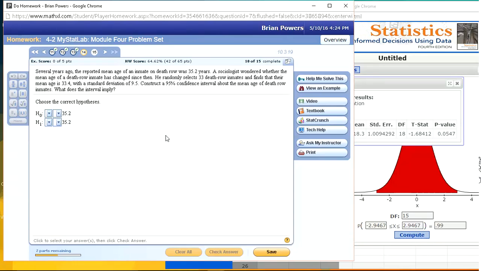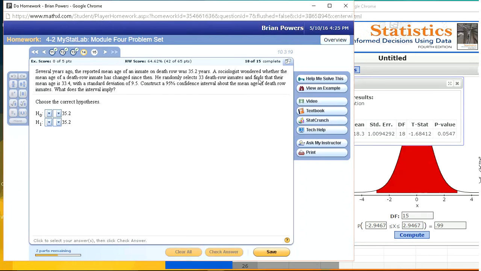Okay. 14. So you can see how really easy this stuff is if you don't have to use all the formulas and bother with these tables. And I want you to use this technology. StatCrunch is really handy. And if you do this out in the real world, don't do it all by hand. Use a calculator, use technology. In some other videos, I'll show you how to do this kind of stuff in Excel as well as in TI calculators. But this is the main thing for this course. You'll have StatCrunch with you all the time. All right, let's look at this. Several years ago, the reported mean age of an inmate on death row was 35.2 years.